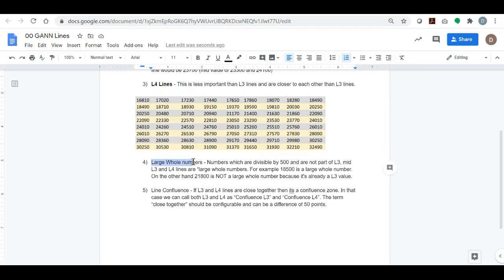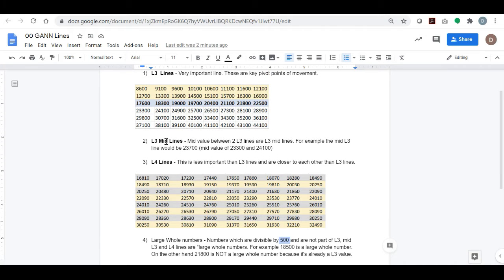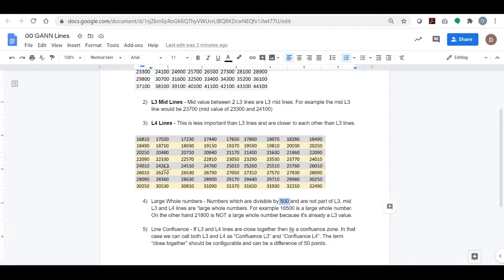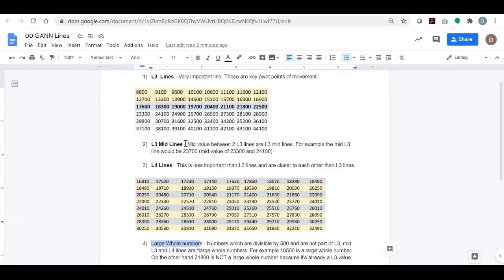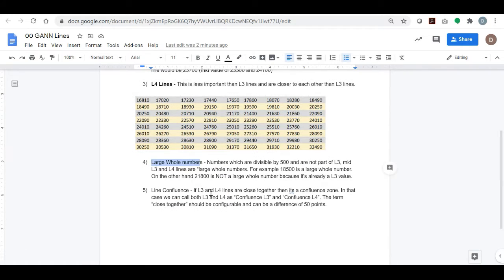Fourth is the large whole number. So any number which is divisible by 500 but is not part of L3, L3 mid and L4 lines can be called a large whole number. So for example, here 19,000 will not be called a large whole number. It will be called an L3 line, while 19,500 will be called a large whole number because it is not present in L3, nor in L3 mid, nor in L4.